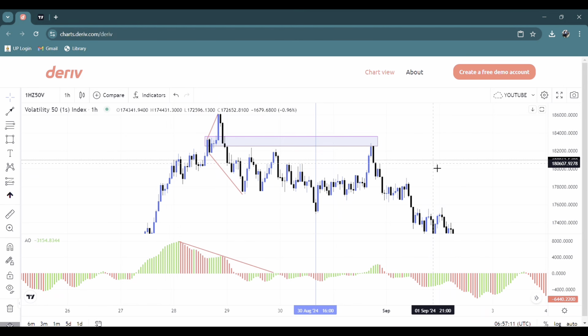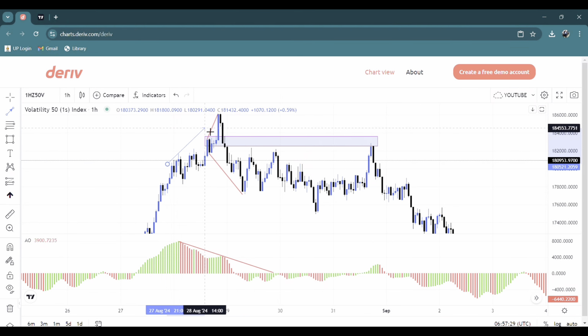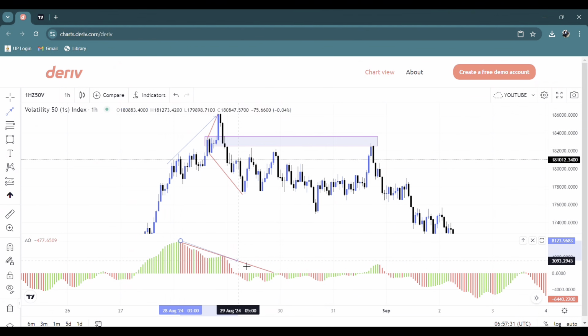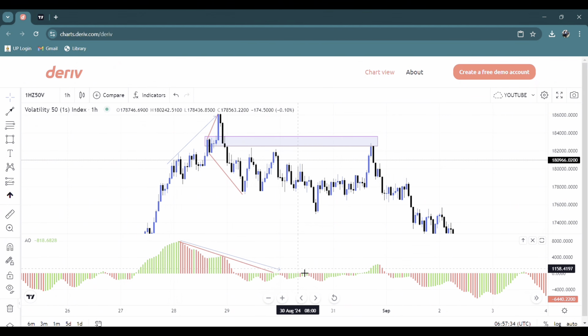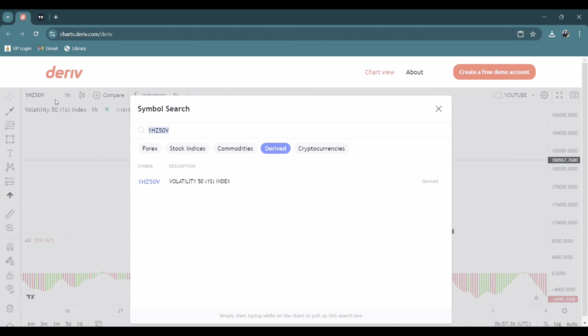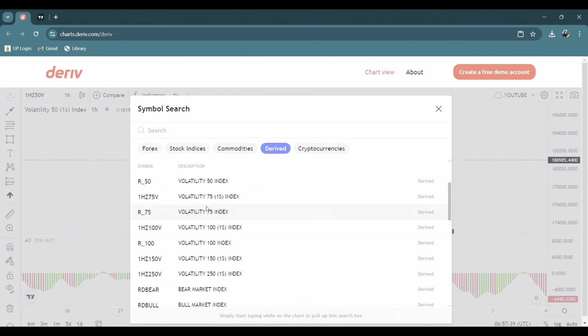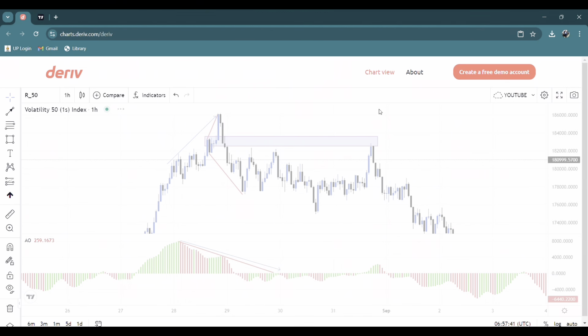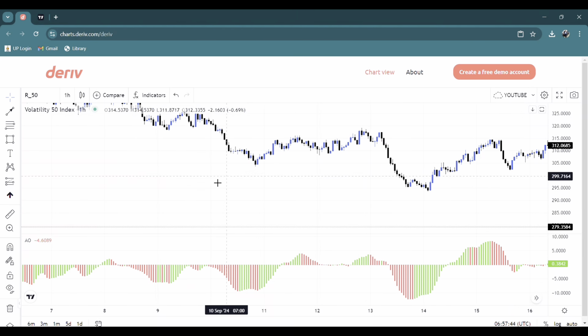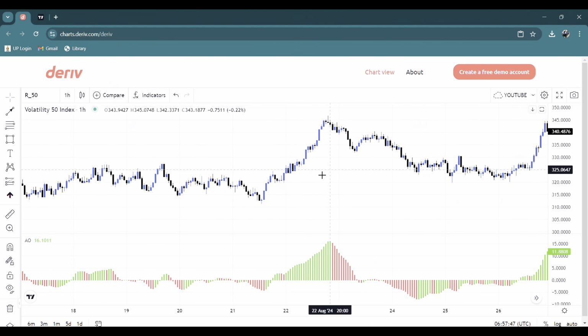Another example right here, we have our regular divergence whereby we have our break of structure there, a change of character there, some liquidity, and price came back, swept and moved down. And as you can see on our AO, as the price was making higher highs, the AO started making lower lows, signaling that the price is going to change direction. Let's look at another example, and that is regular divergence.